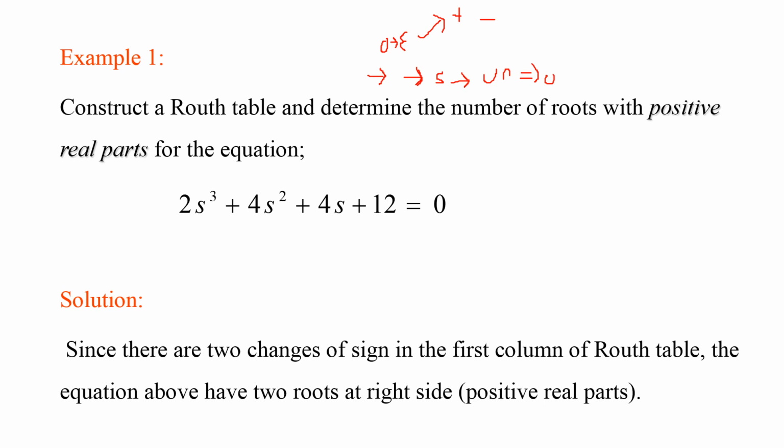Now consider a small problem for your practice, that is construct a Routh table and determine the number of roots with positive real parts for the equation. That is, in this we are going to find the number of sign changes, meaning the number of right hand side roots, by using this characteristic equation. Okay, this is the solution. After practicing, just verify with the solution.